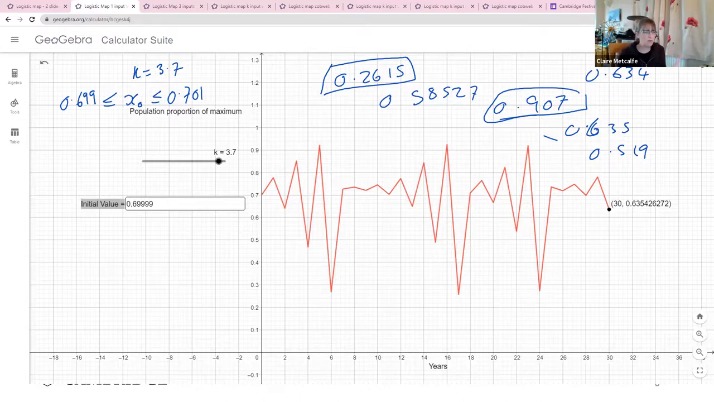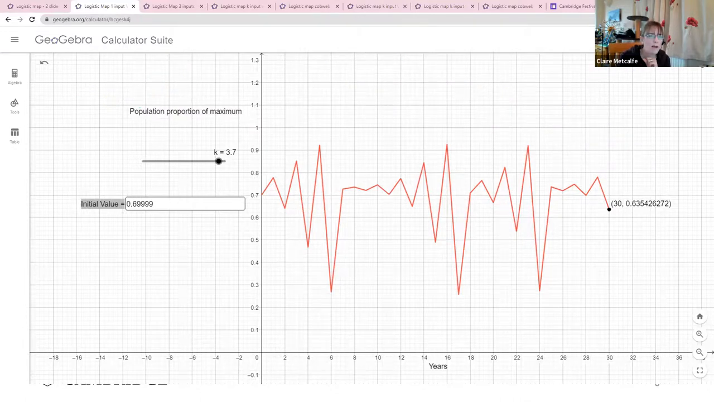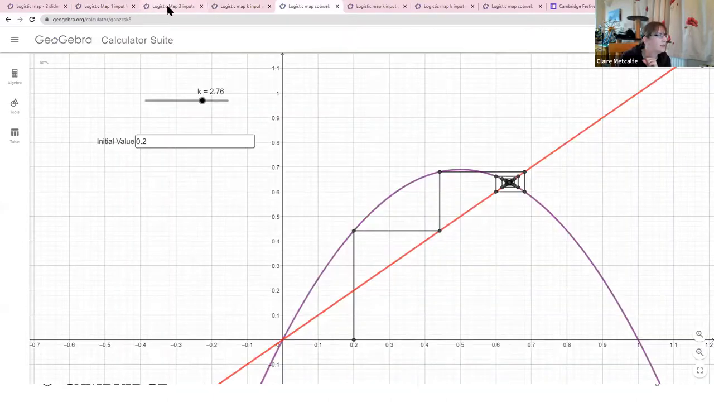The question here is what's happening here? So I think the smallest one I've seen so far is about a quarter, and the biggest is about 90%. So obviously something quite weird is going on. So I've got one more page to share with you, which is this one.